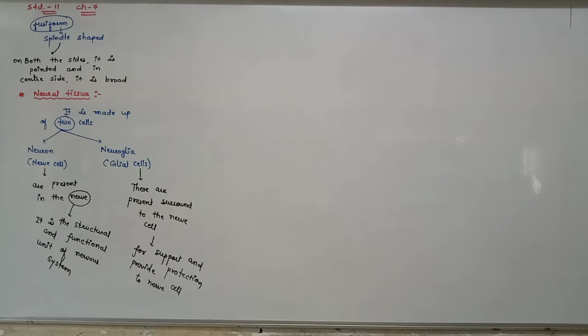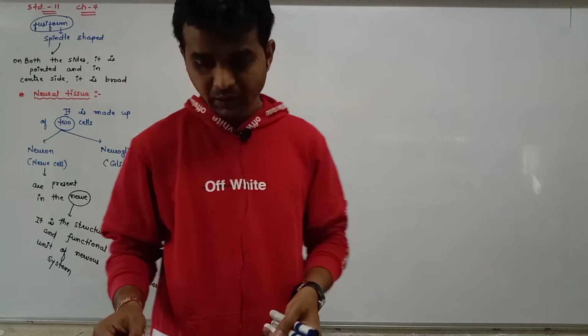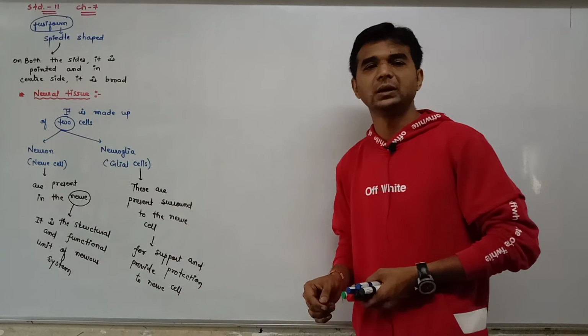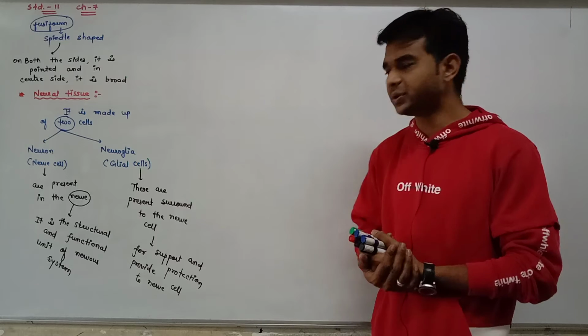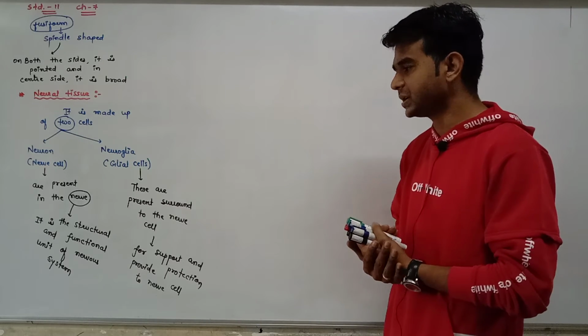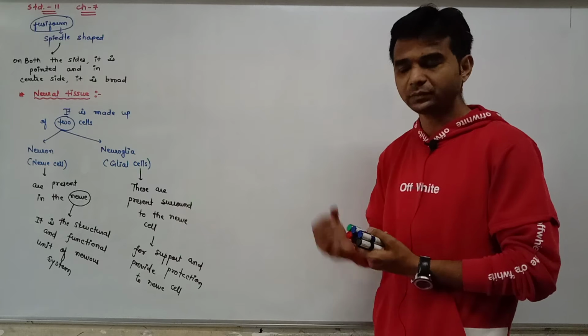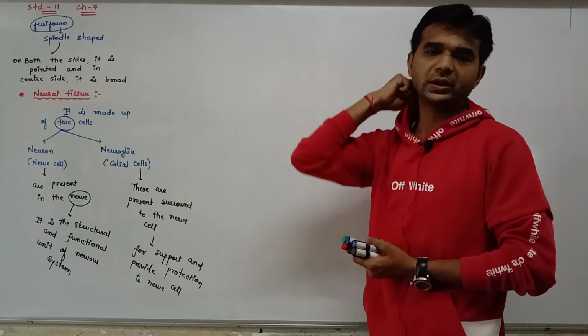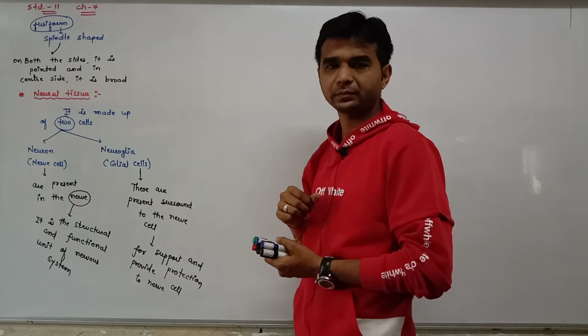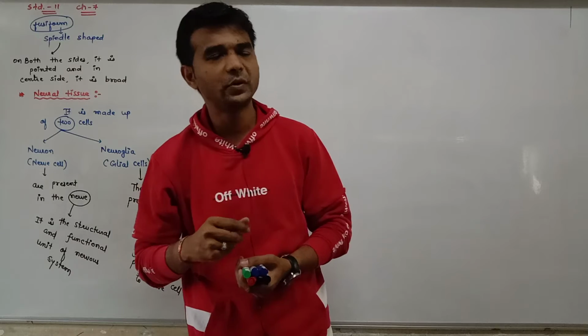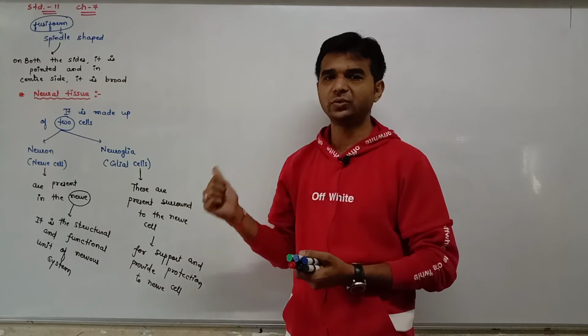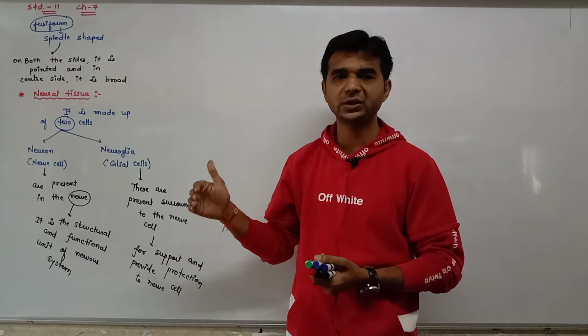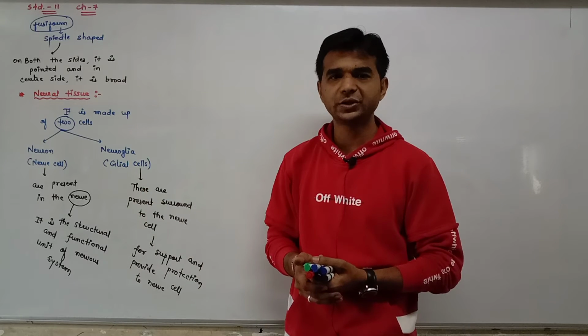Nerve cell is also known as neuron. It is present in the nerve, or we say nerve fiber. That's why neuron or nerve cell is known as the structural and functional unit of the nervous system. Yes, our nervous system is made up of the nerves or nerve fibers, and the nerve fiber is made up of the neurons. And that's why the neurons are the structural and functional unit of the nervous tissue.